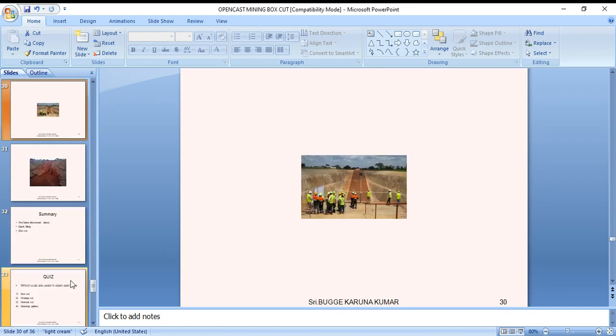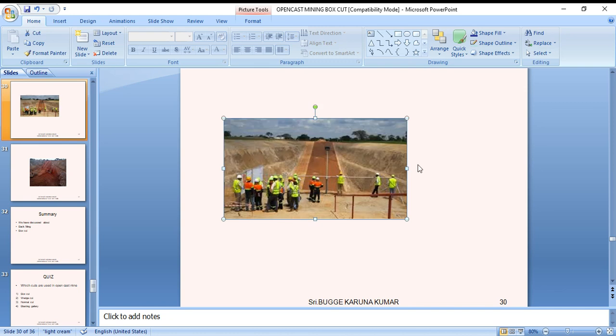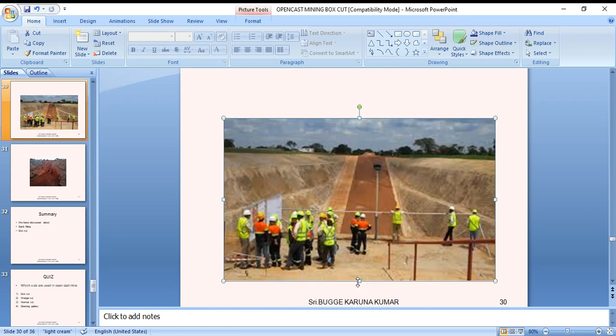Then you start the later stage. So these beautiful activities are going on. Supervisors are visiting. See how the angle is coming from the box cut. That is the initial cut of the open pit of a large open cast mine. Right, this is the box cut preparation.